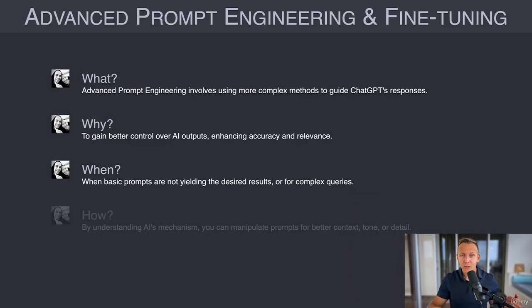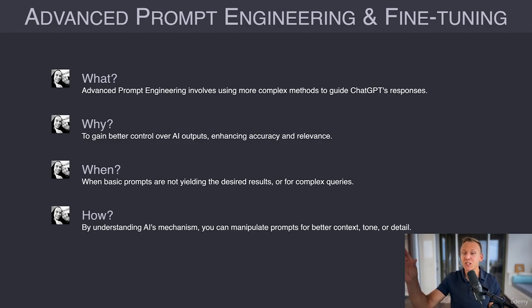And so how are we going to get advanced at prompt engineering? By understanding AI's mechanism, which you've been learning all about, you can manipulate prompts for better context, tone, or detail. And that's exactly it. You've been learning a bunch of different techniques. Now you're going to learn how to combine them, what results you will get when you combine them, and then how to fine-tune the techniques. In other words, change them up based on the results that ChatGPT is giving you. So first, I'm going to be writing an article using advanced prompt engineering and showing you what it might look like. And then you are going to get your hands dirty and get some assignments where you will get to do the same. So let's get started.